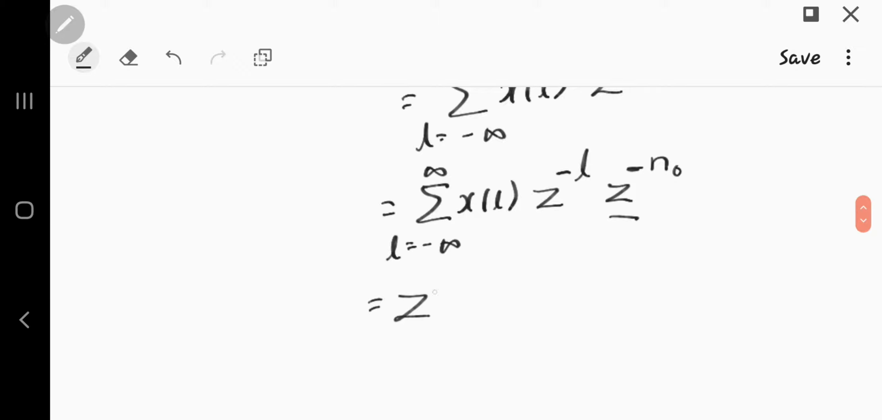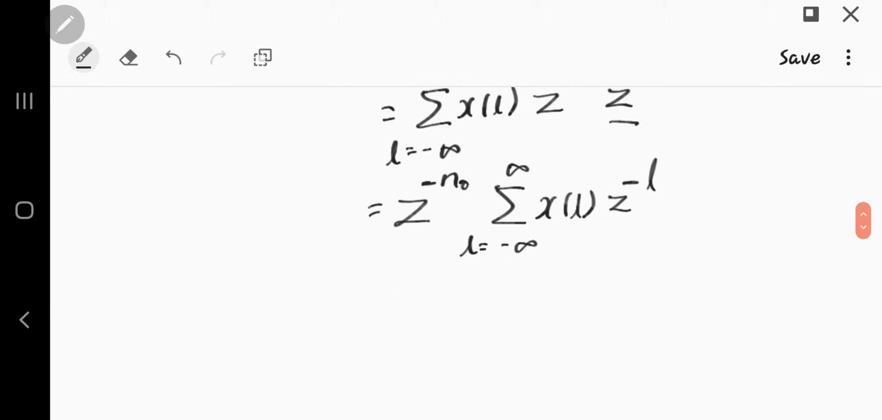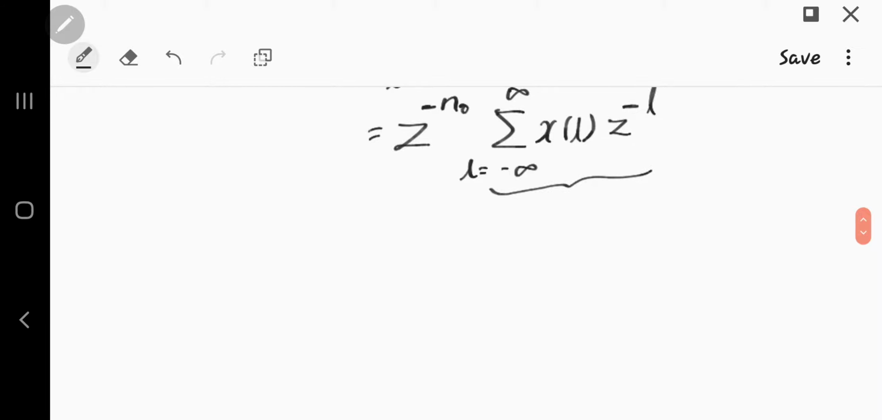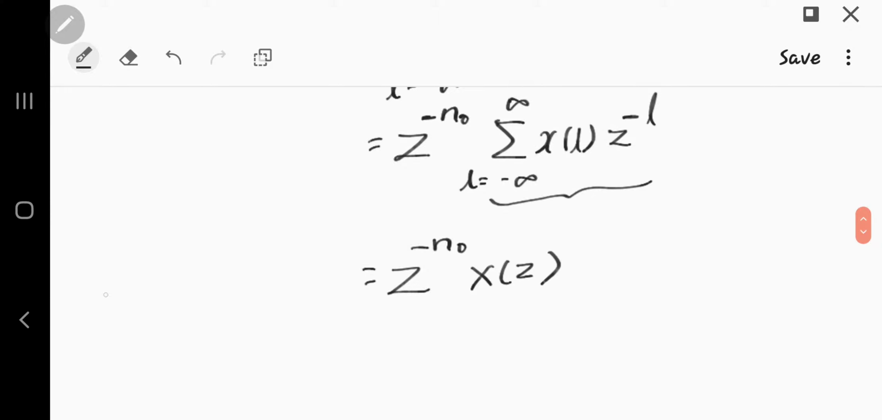So we take this out: z to the power of minus n naught into summation L equals minus infinity to plus infinity x of L z to the power of minus L. Now this term, if you compare with equation 1, is nothing but x of z. So we can write it as z to the power of minus n naught into x of z. Here we started with the Z transform of x of n minus n naught.